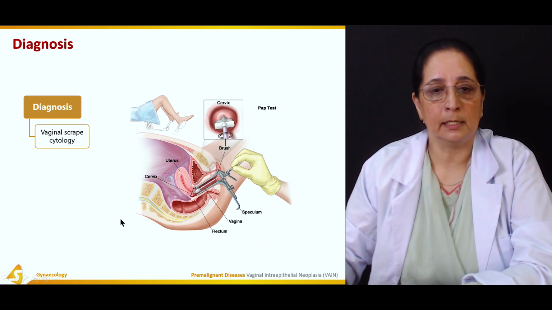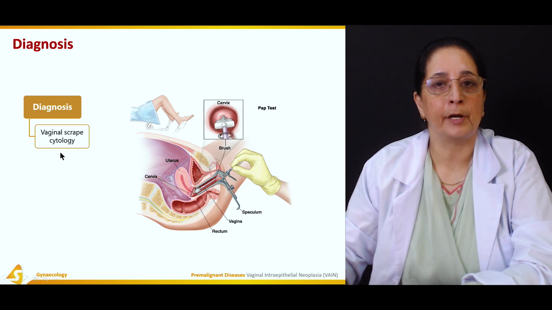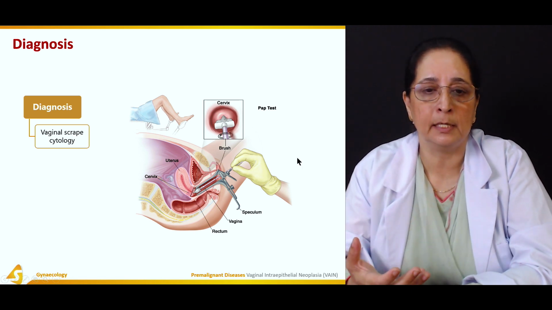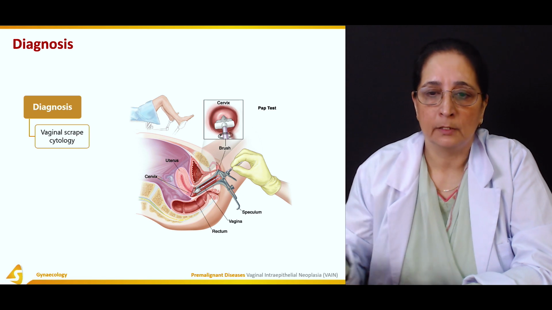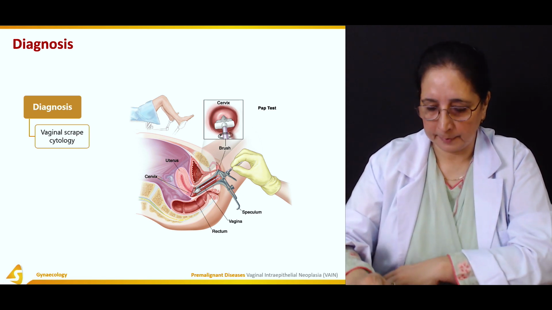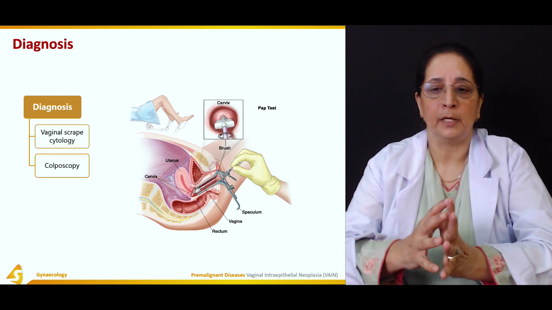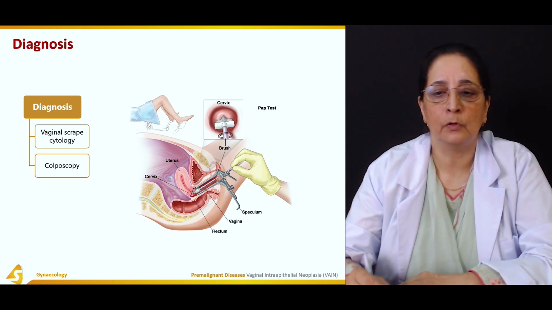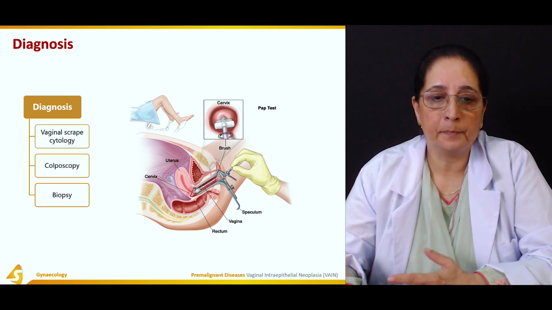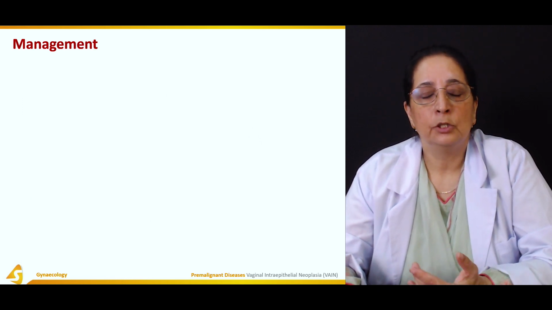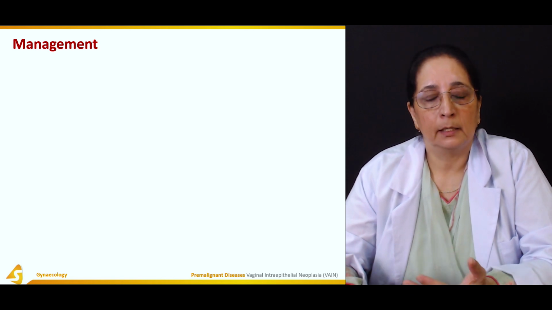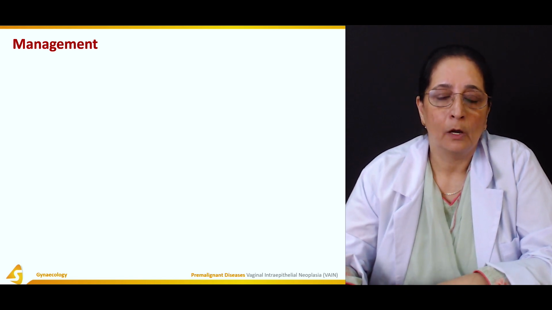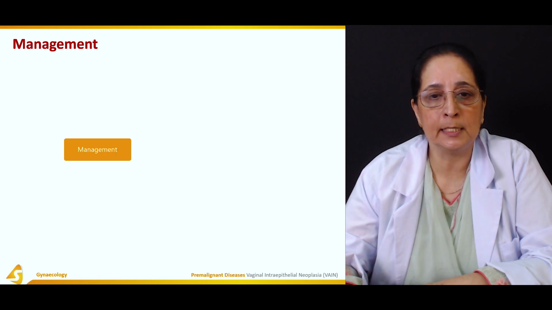The diagnosis is by the vaginal scrape cytology, and this is the diagram showing how the specimen is removed for cytology. So vaginal scrape cytology. Then colposcopy. Colposcopy is examination of the cervix with the help of a colposcope. Then biopsy is performed to diagnose the vaginal intraepithelial neoplasia.